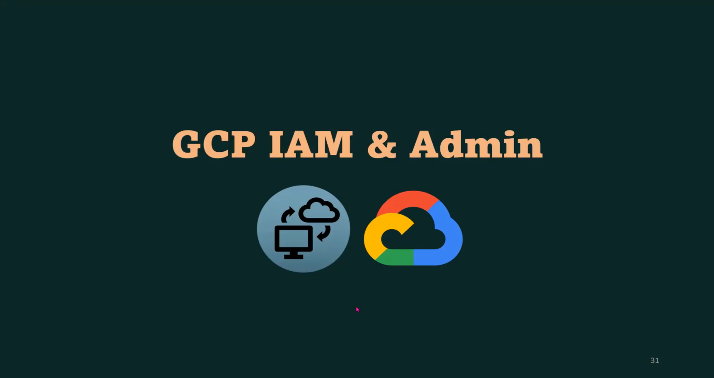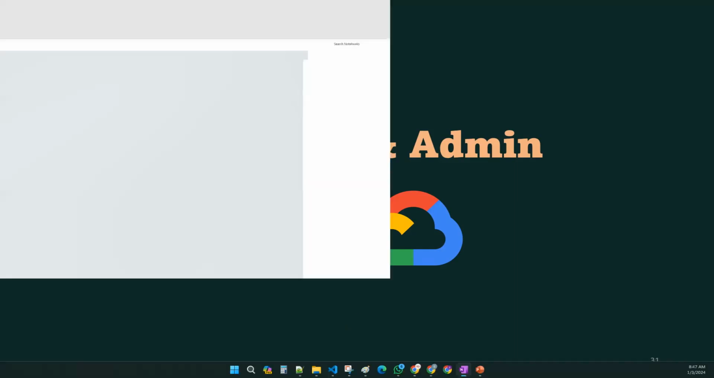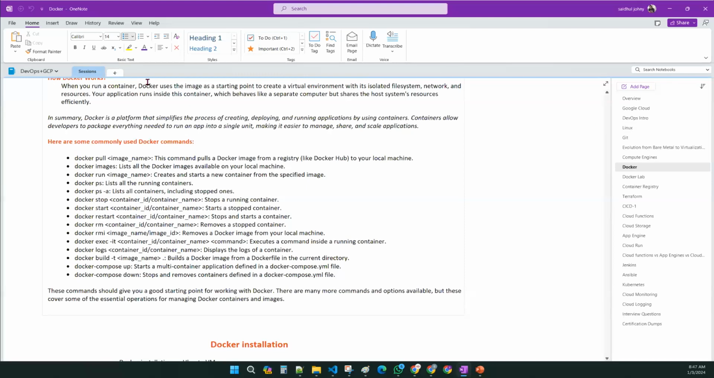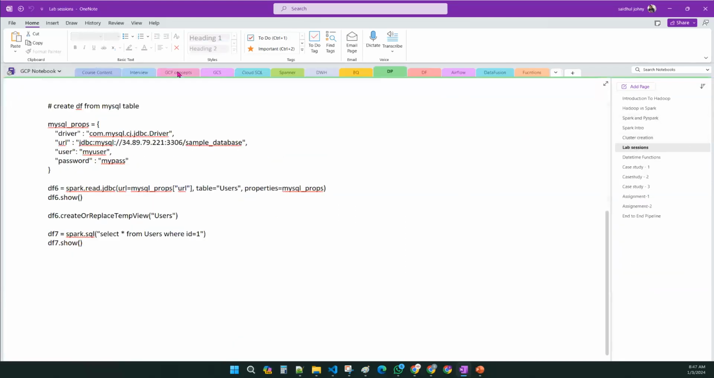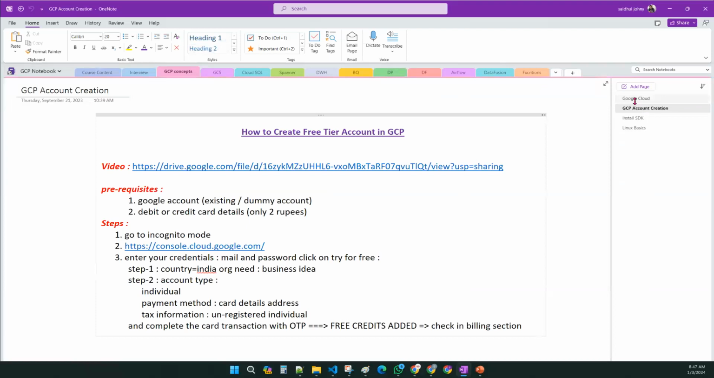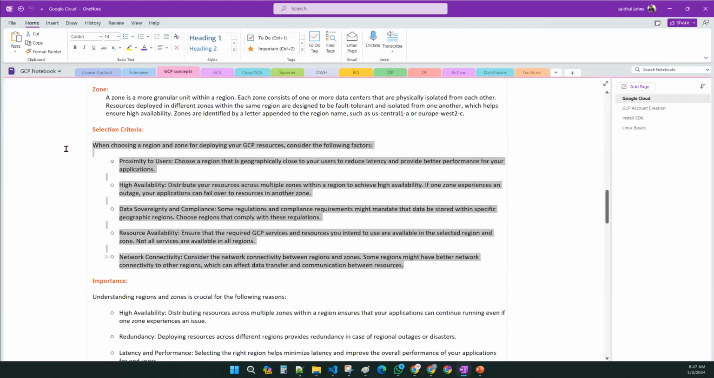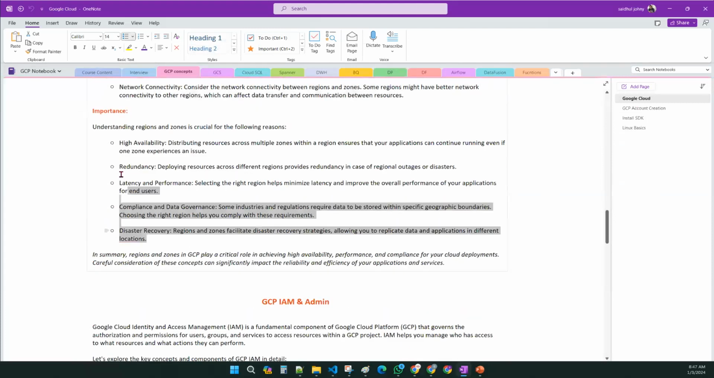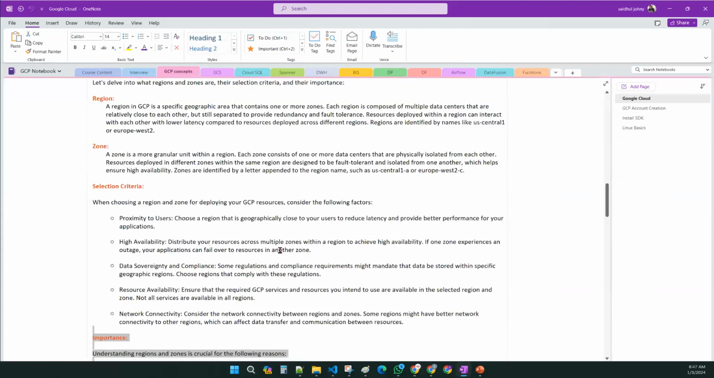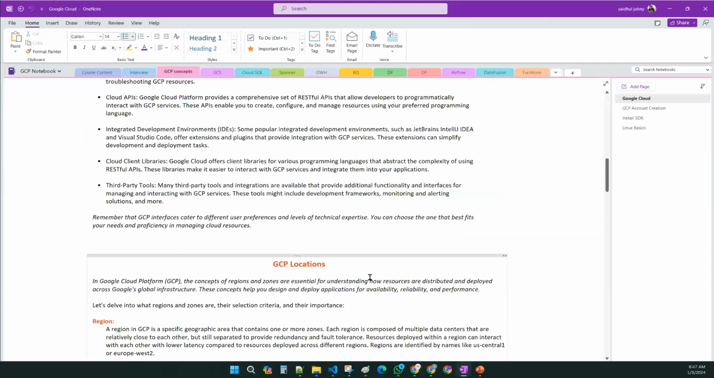You can always go to my notes. If you want to check, look at the GCP notebook, GCP concepts, and Google Cloud, and you'll see GCP locations: what is a region, what is a zone, the selection criteria, and the importance. It is very important for us to decrease latency and increase high availability, compliance, and disaster recovery. All these topics we have covered. Just go to my notes and recap yourself.